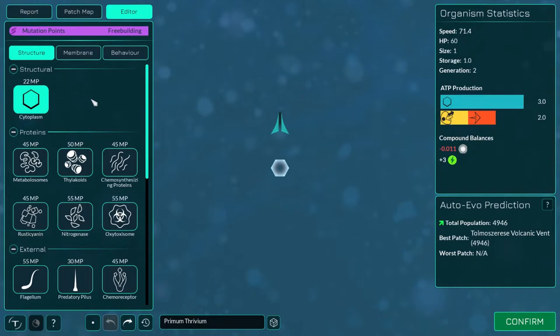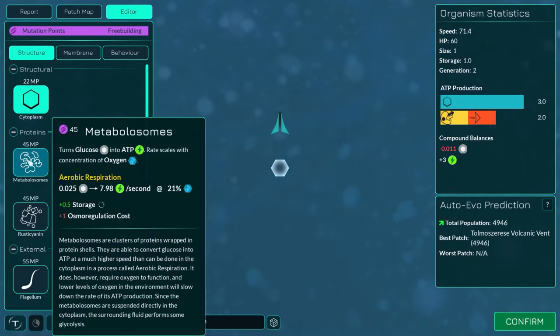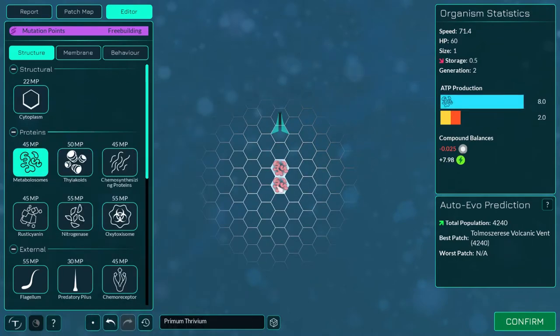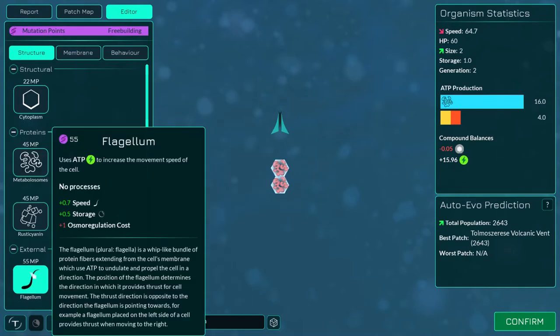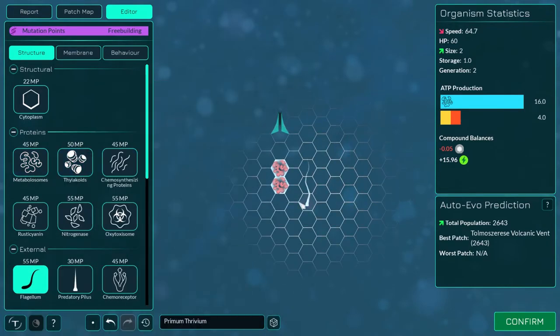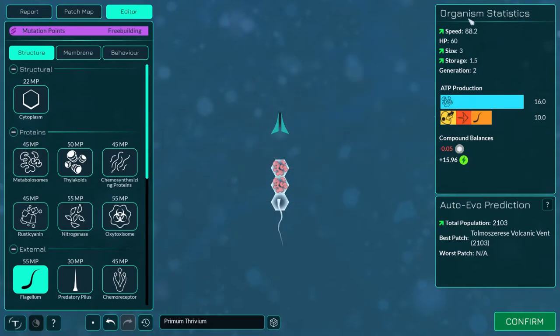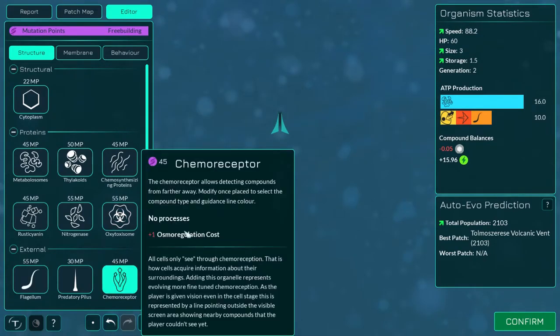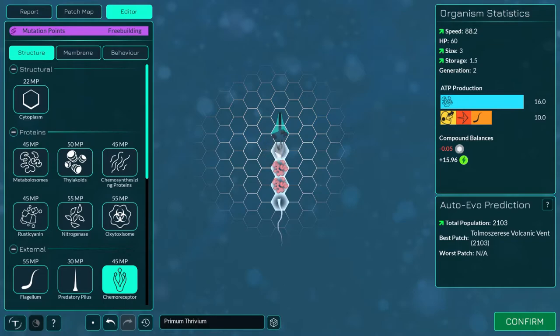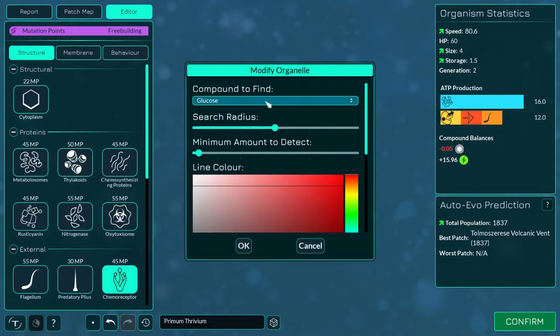So what will your cell look like during that time? Well, a strategy I have found useful is to rely on metabolisms early on. Now, these convert glucose into ATP, and a very simple build that you can get in 2 generations is this. Very fast, very efficient, and it is very good at surviving. And in fact, within 2 generations, you can get a chemoreceptor on this, which you can modify to search for glucose in the environment, which will be your main food source.